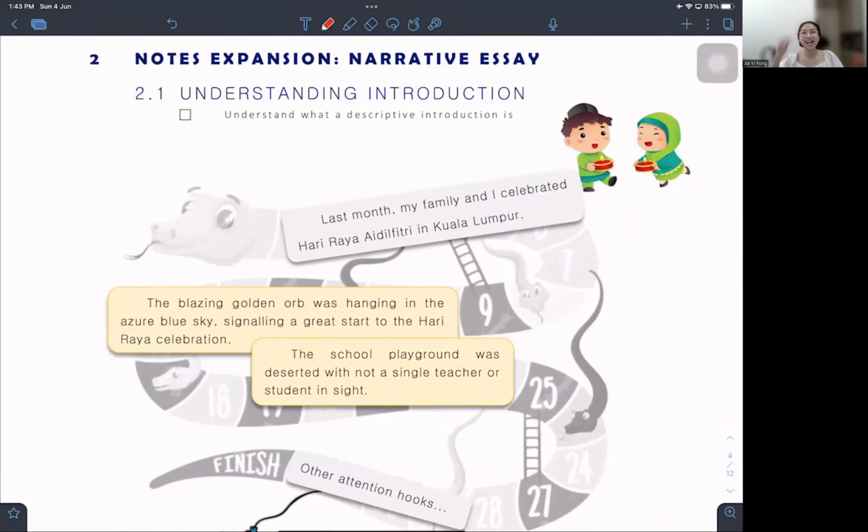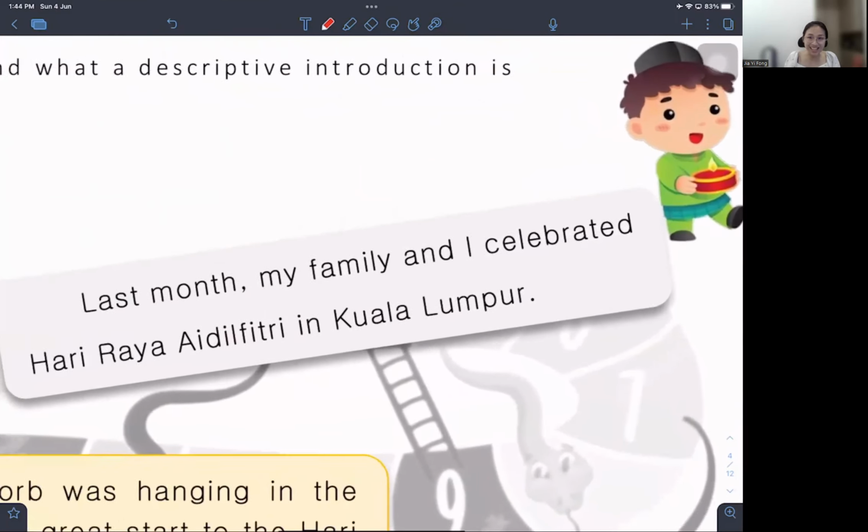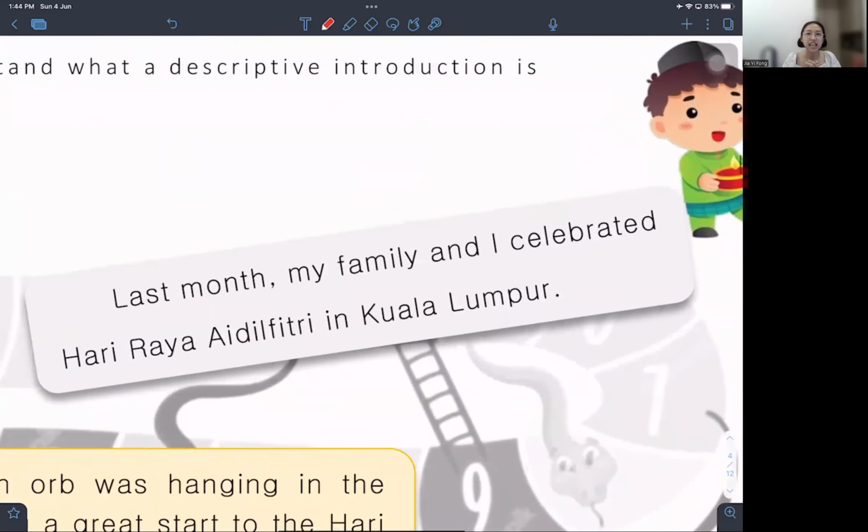Everybody, come. Let's start off with your introduction. The main thing I want to do today is to change the way you write your introduction. Okay. Can I just have a show of hand? Can you tell me how many of you here still use this kind of introduction? Can you give me a smiley face in the chat box? How many of you still use last month, last school holiday, last week? Can you give me a smiley face in the chat box?